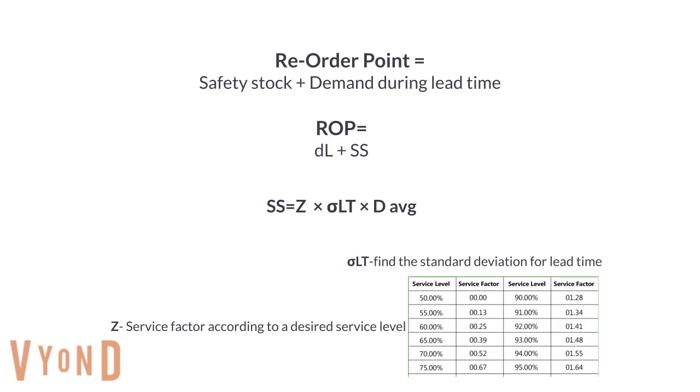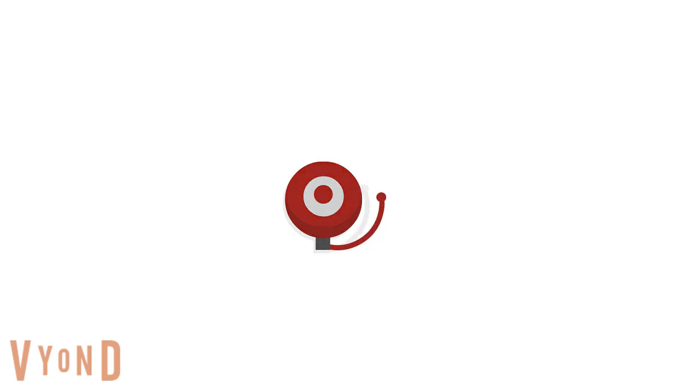The formula for calculating safety stock is given by the equation. Z is the desired service level, sigma LT is the standard deviation of lead time, D average is the demand average. Ensuring that you have safety stock seems advantageous, but it's important to be aware of the risks involved. Over-optimizing stock levels isn't always the best approach.